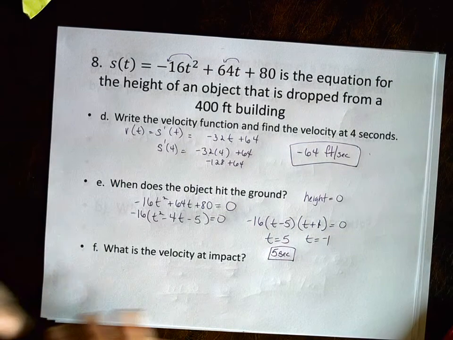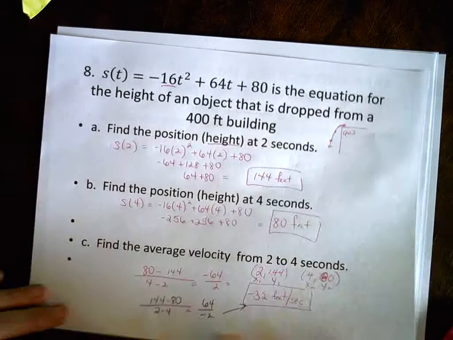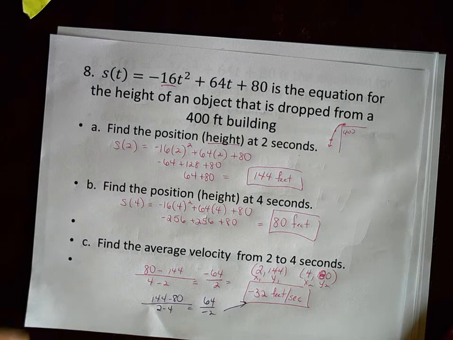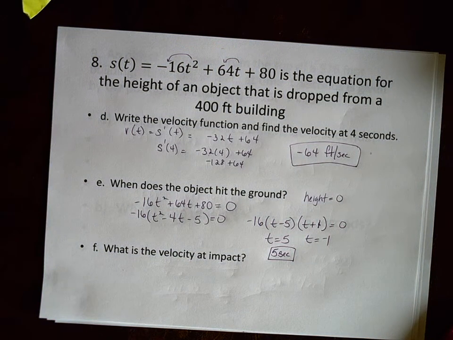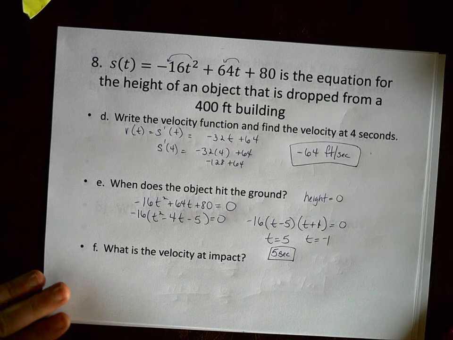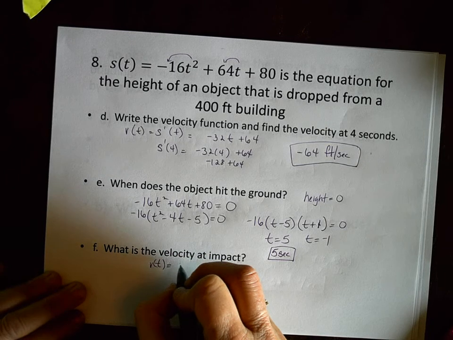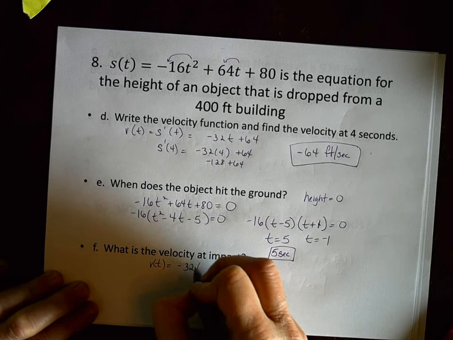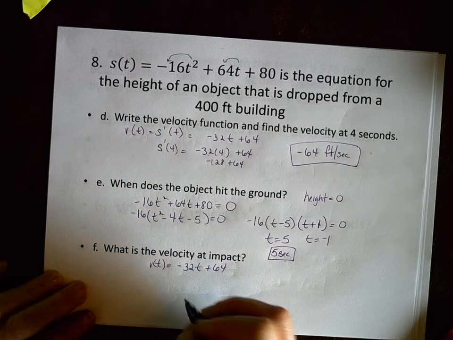So if you think about what we did, I'm just going to go back for a second. At 2 seconds, it's 144 feet. At 4 seconds, it's 80 feet. And at 5 seconds, it hits the ground. Now, what is the velocity at impact? So if you guys know anything about gravity, as something goes down, it picks up speed. So velocity is a slope, and the slope is going to be steeper as you get closer to the ground. So we have to go back to the velocity function, which remember was negative 32t plus 64. And what's the velocity at impact? So all we're going to do is we know the impact is 5 seconds. So we're going to plug in 5.